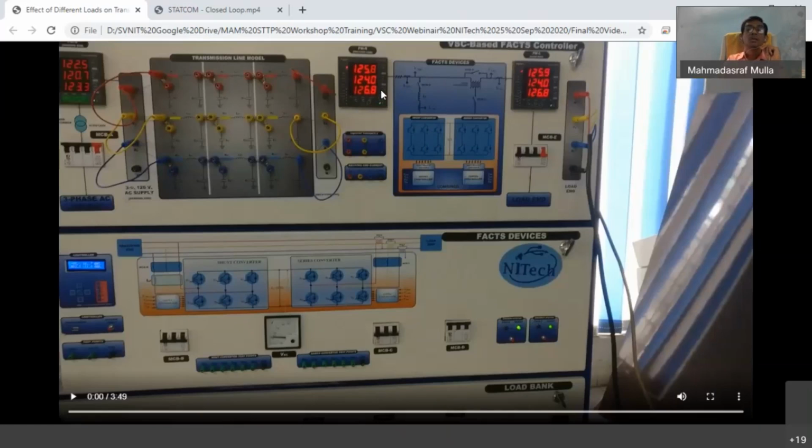Then we extend the experiment further. There is a series compensator. In the case of a series compensator, we have to inject voltage in series. So we require an injection transformer, and once again through power electronics, a voltage source converter, we will generate some voltage and inject it in series.